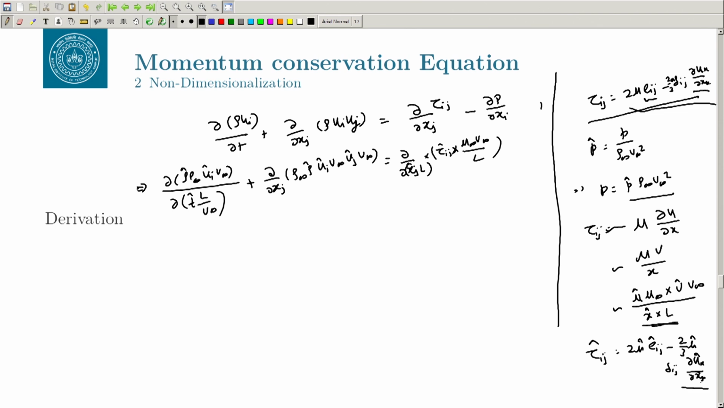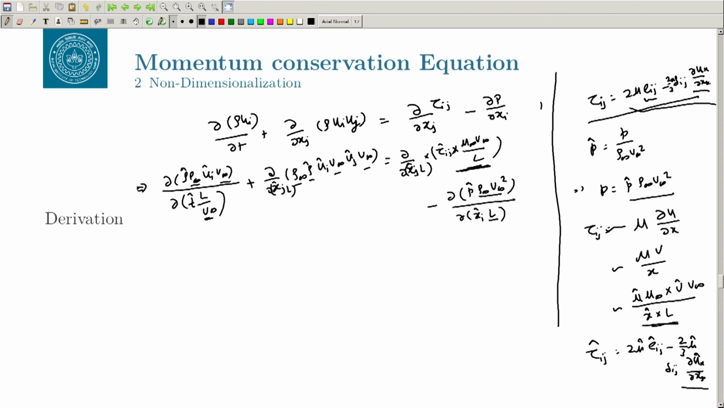So, if you do all those things, you will get this mu infinity u infinity by L, right, and minus ∂p, so p is basically p hat rho infinity u infinity square by ∂x_i hat into L, right. Start collecting the terms. So, here you can see this is rho infinity u infinity square, and this is x by L, right. So, here also rho infinity u infinity square by L, and this is also rho infinity u infinity square by L.